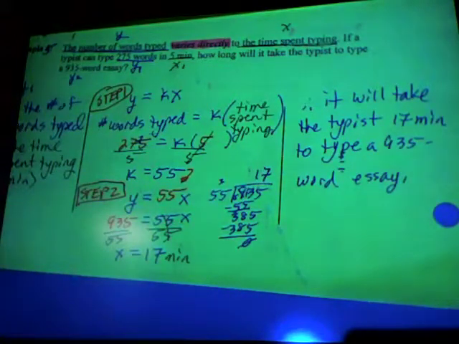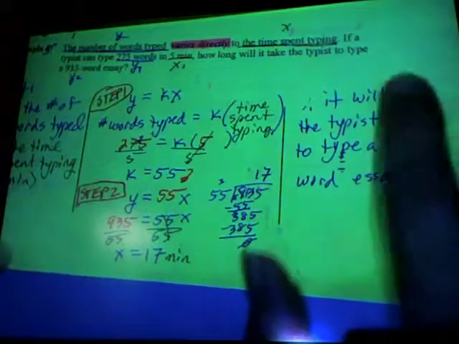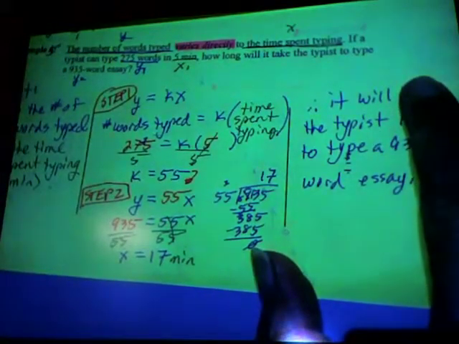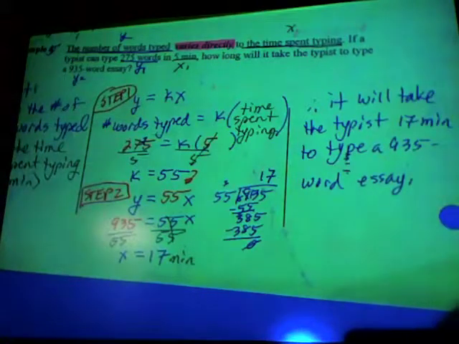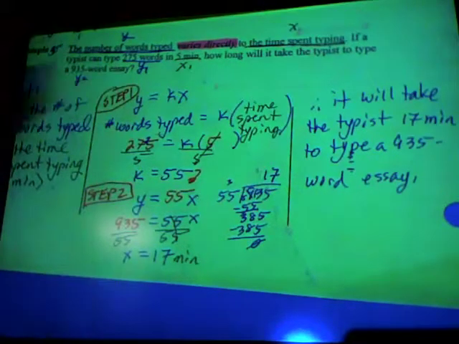Do you have to say the whole thing? Yes. You can't just say, therefore it will take him 17 minutes. So this is the hardest thing on your homework, is to take what you learned above, the direct variation equation, and apply it to a word problem. But remember, it's no different. So we've laid out the steps here. Make sure you have your notes with you when you're working on your homework.